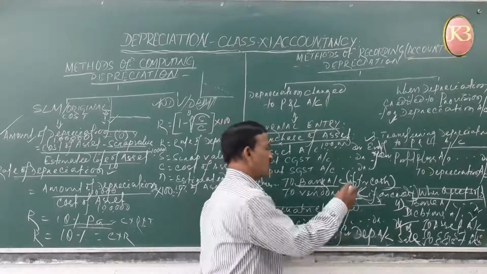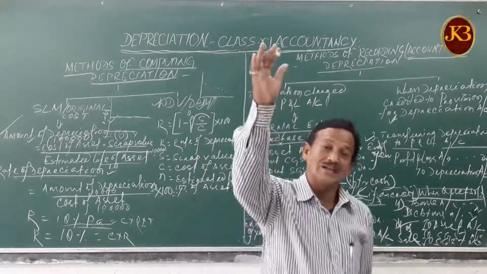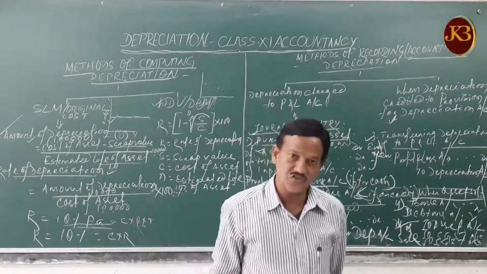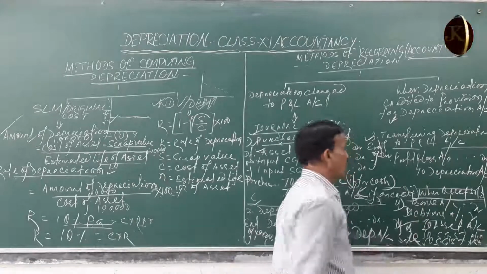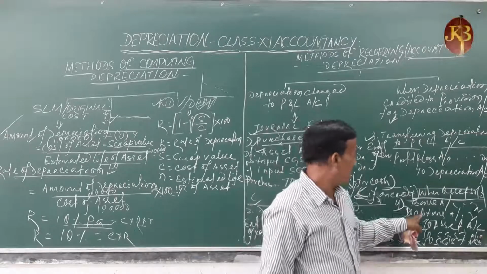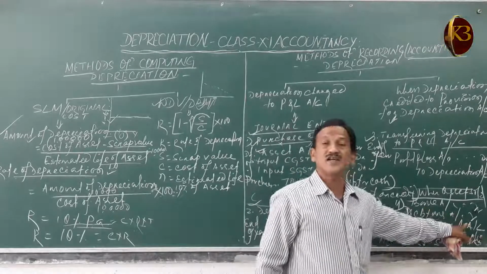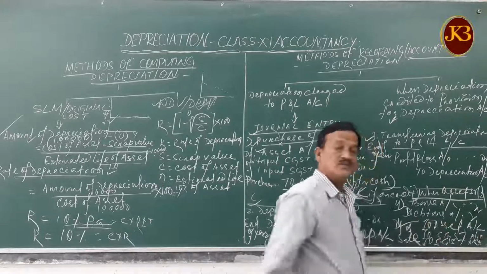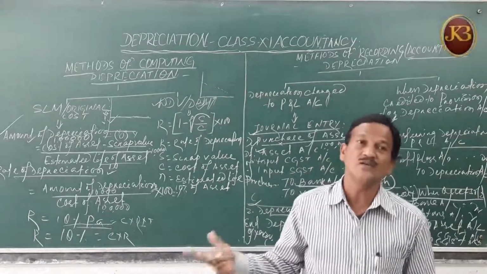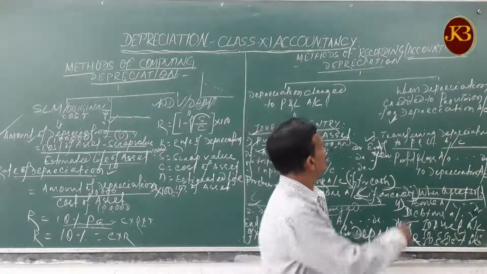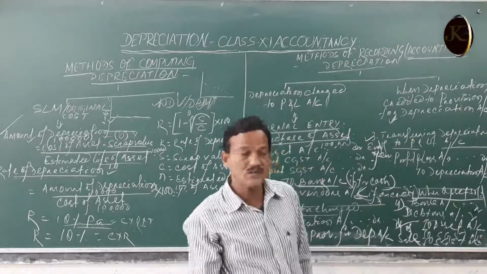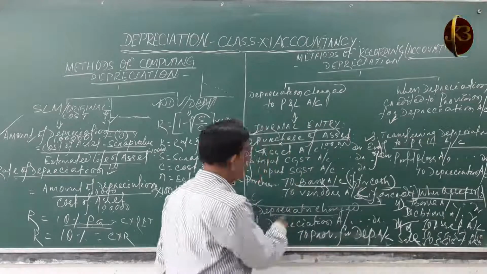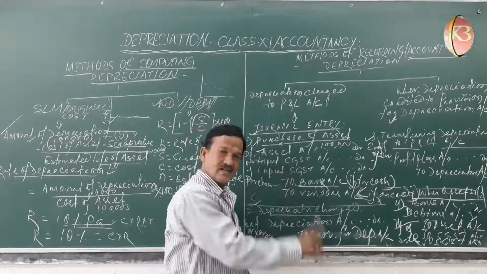And this provision for depreciation account will continue till the end of the life of the asset, till the asset is replaced. When the asset is sold, here we will debit bank account, and provision for depreciation account will be debited here. If the asset is sold, then to asset account, and the difference amount will be either profit or loss. So this is the method to be followed when depreciation is credited to provision for depreciation account.